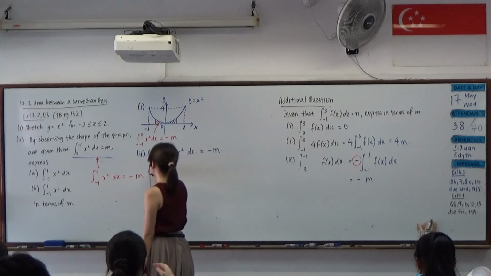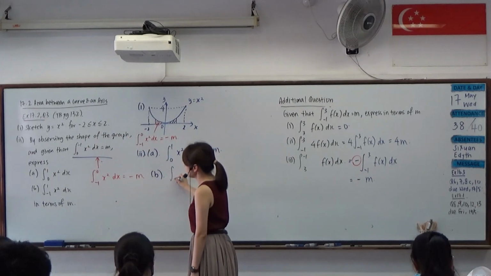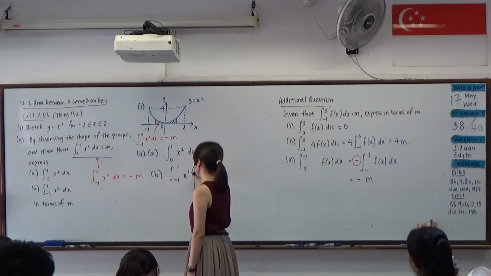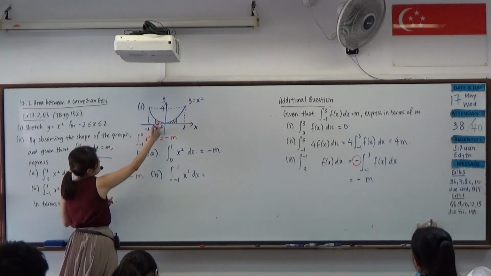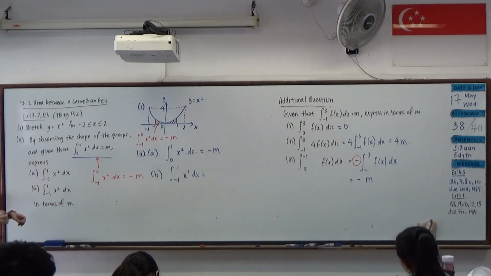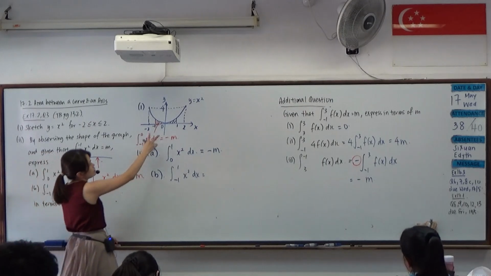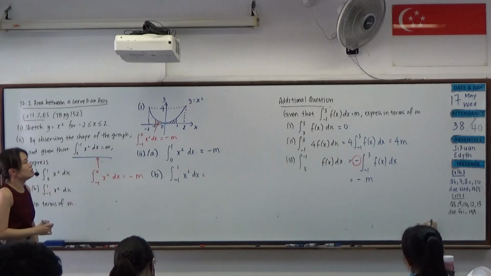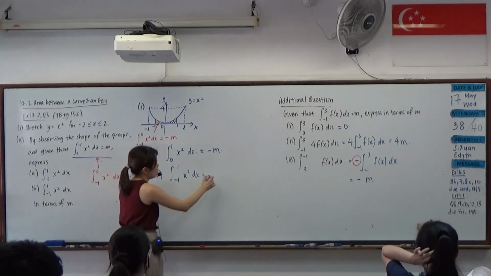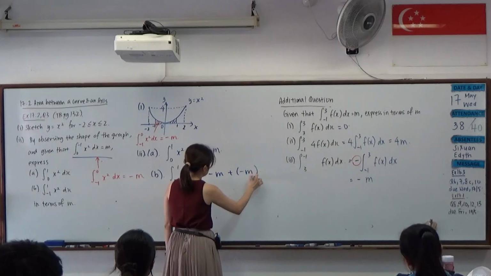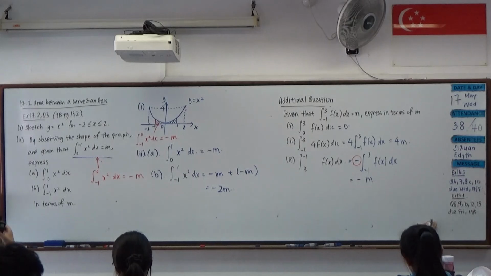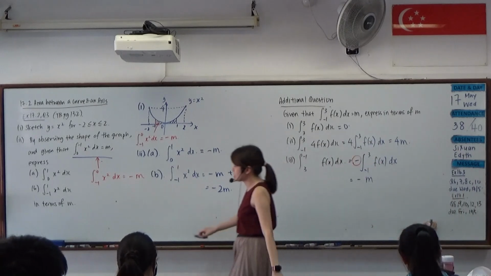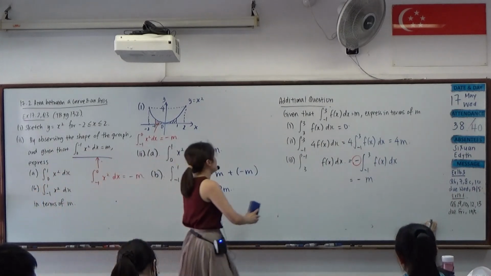And then in part B, to find the integral from negative 1 to 1 for x squared, that will mean that it's negative 1 here and 1 over here. Okay, it is the sum of these two areas. So each area is negative m. It will be negative m plus negative m. So we get negative 2m. Okay. From this result, we can make another observation.